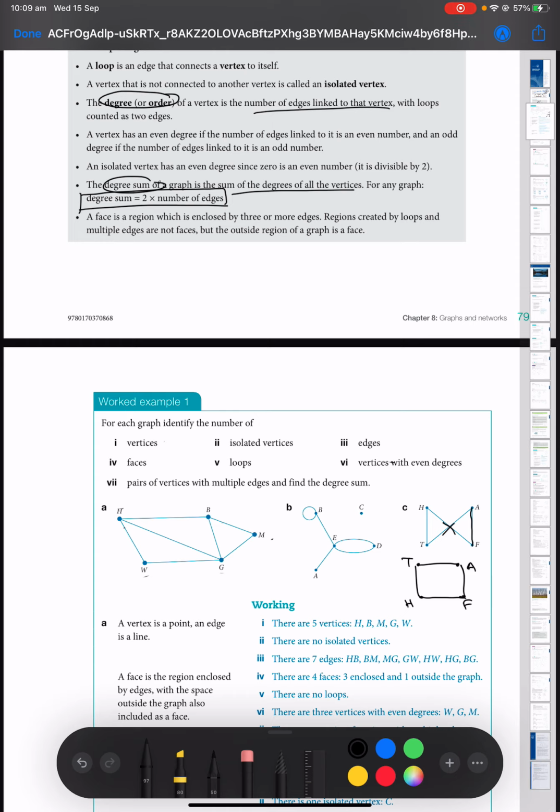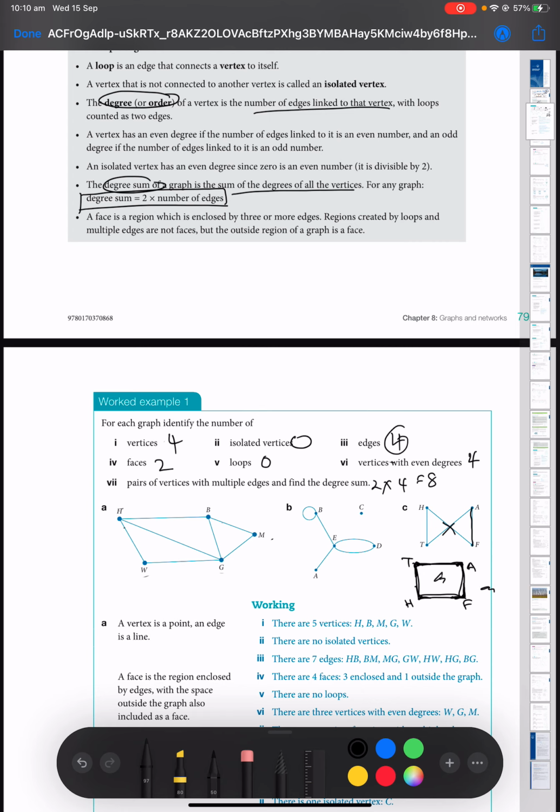So how many vertices? We've got our 4 vertices. How many isolated vertices? Well, there's none. How many edges are there? Well, there's 4 edges. 1, 2, 3, 4. There are 2 faces. We've got one inside, one outside. There's no loops. All 4 vertices have even degrees. That's 2. That's 2. That one there is 2, and H is also 2. Okay, so all of them have even degrees. There's no multiple edges, and then the degree sum, we're going to go 2 times number of edges, which equals 8.